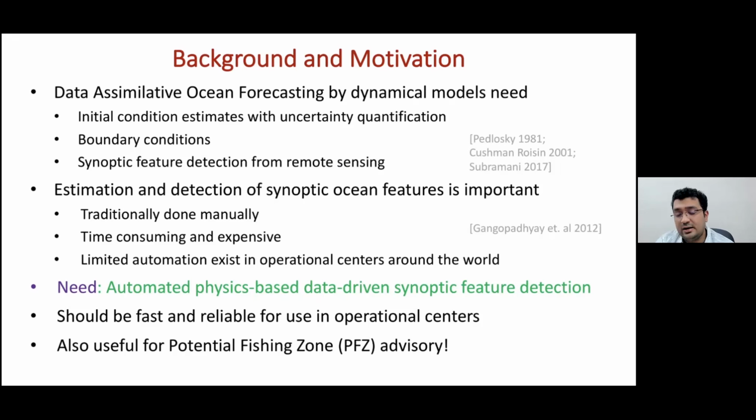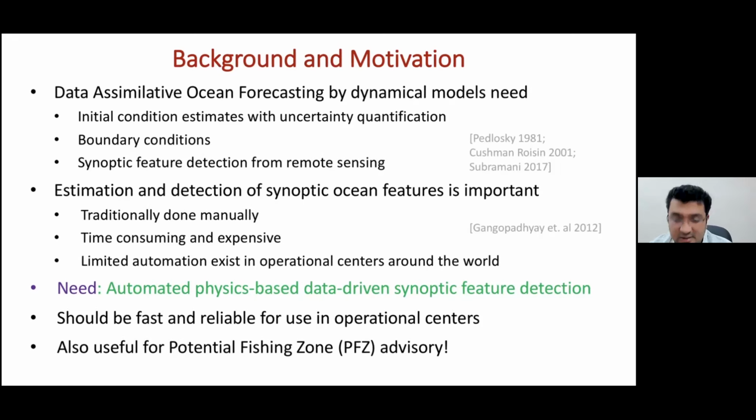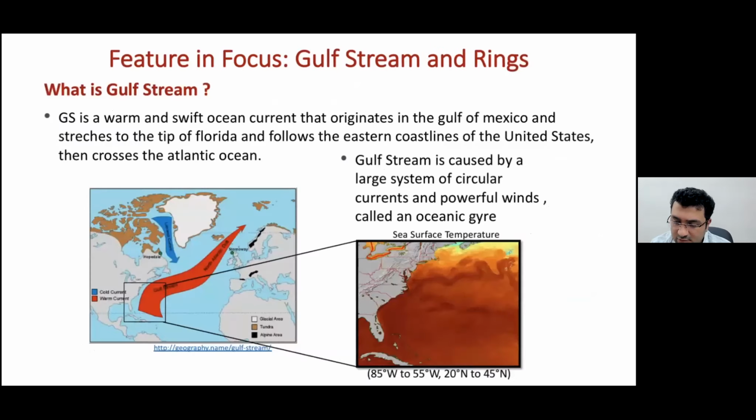So further, if you can detect these eddies, it is also good to issue potential fishing zone advisories, so that fishers can conservatively fish, right? So the feature in focus today for us is the Gulf Stream and rings.